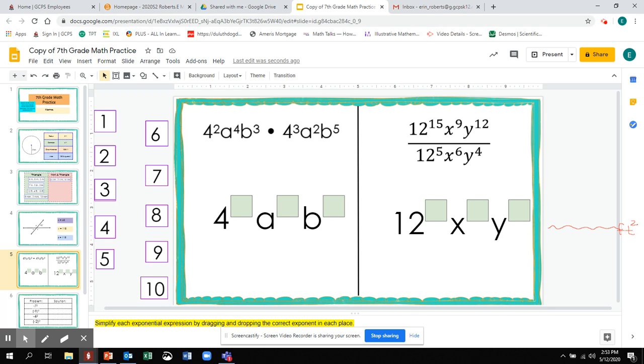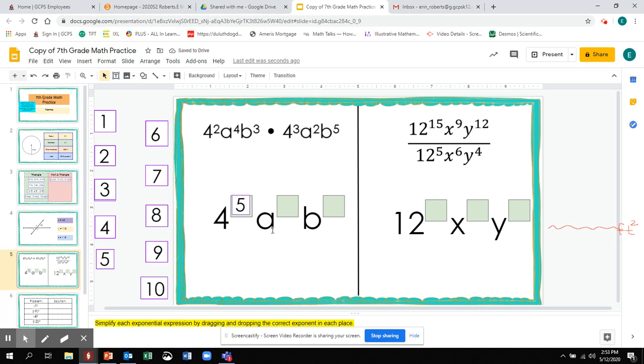So my 4s, when I have a base of 4, I have an exponent of 2, and then I'm multiplying that by 4 with an exponent of 3. Because these have the same base and I'm multiplying, I'm just going to add my exponents. So I'll add 2 plus 3, and that's going to give me an exponent of 5 here.